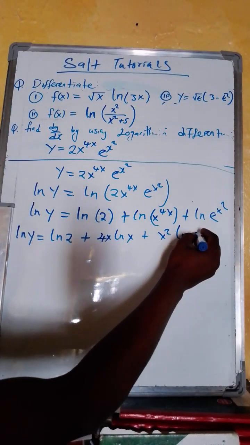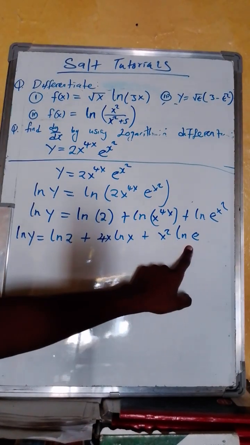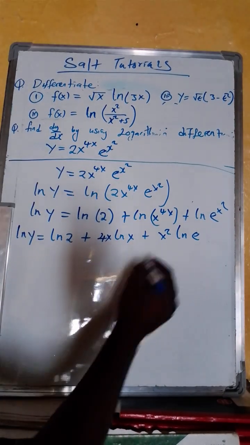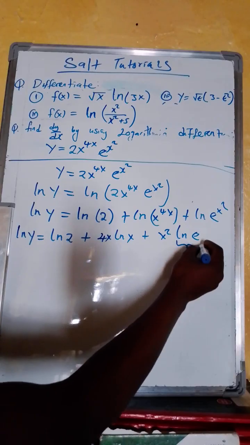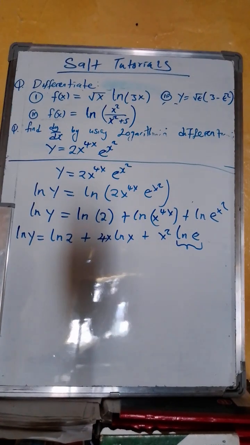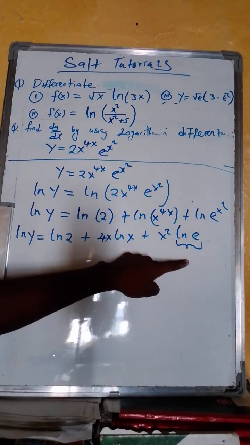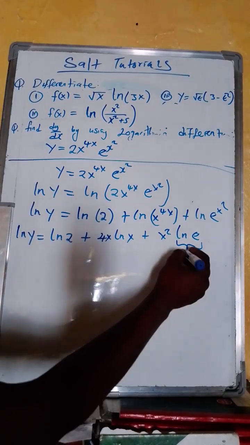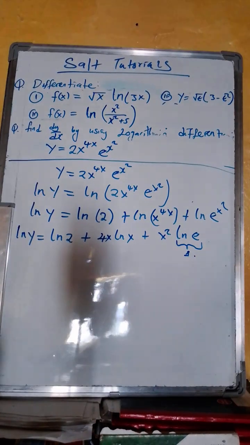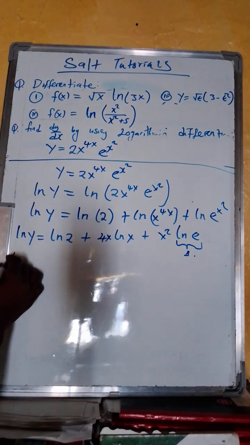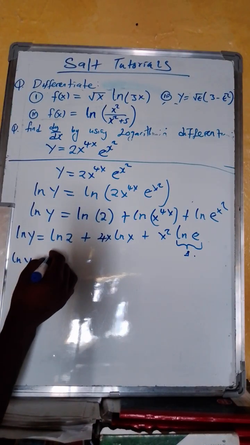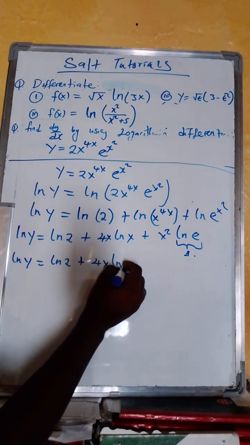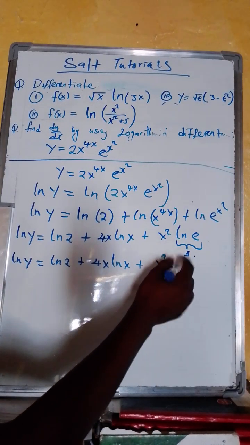Perfect your steps. Natural log of e. Now remember that natural log of e is 1. ln of e is always 1 because this is a log of base e and then the input we have is e. So by the end of the night, what you're going to have is the natural log of y equal to natural log of 2 plus 4x natural log of x plus x squared, because 1 times x squared is x squared.